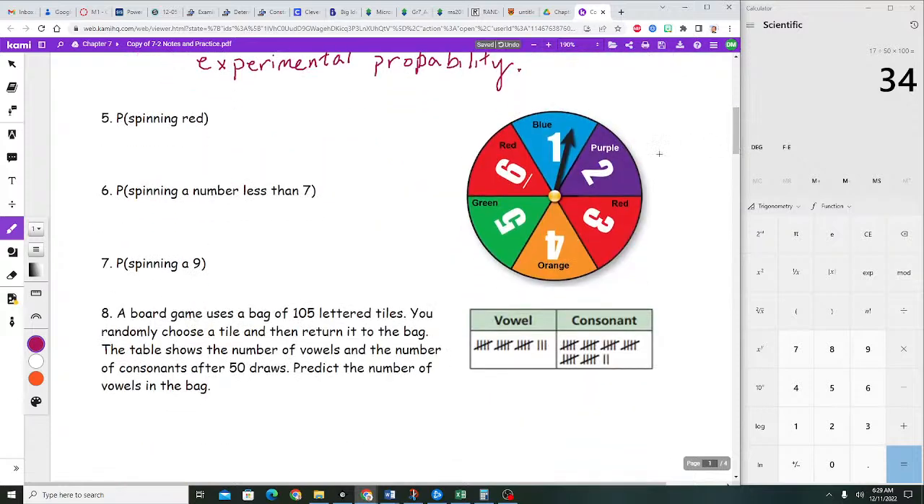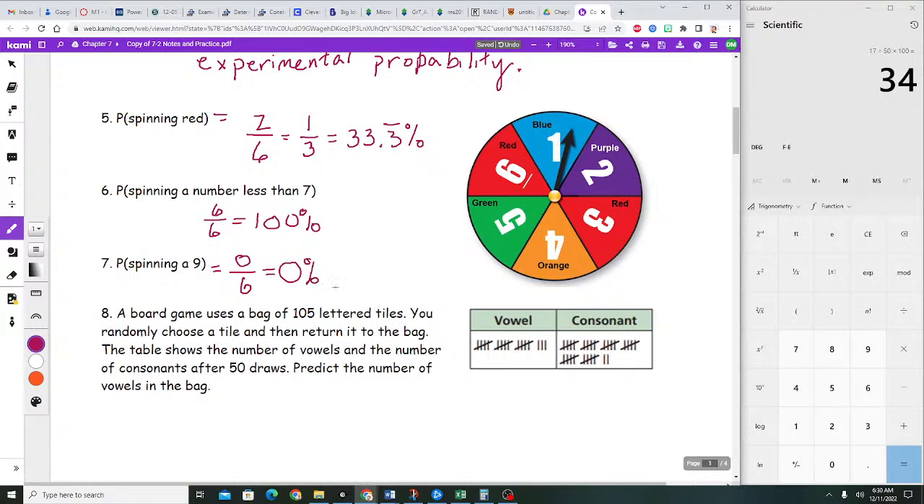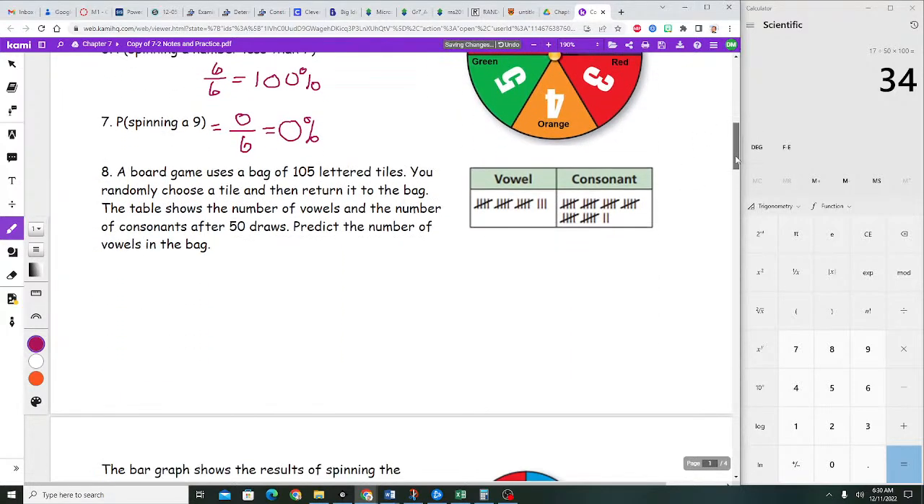Okay, probability of spinning red. Well, there's 6 possible outcomes, and 2 of them are red. So we've got 2 out of 6, which is 1/3, which is 33.3%. Spinning a number less than 7. Well, all of these numbers are less than 7, so we're looking at 6 out of 6, which is 100%. Probability of spinning a 9. Well, none of these numbers are 9s, so that's 0 out of 6, which is 0%.